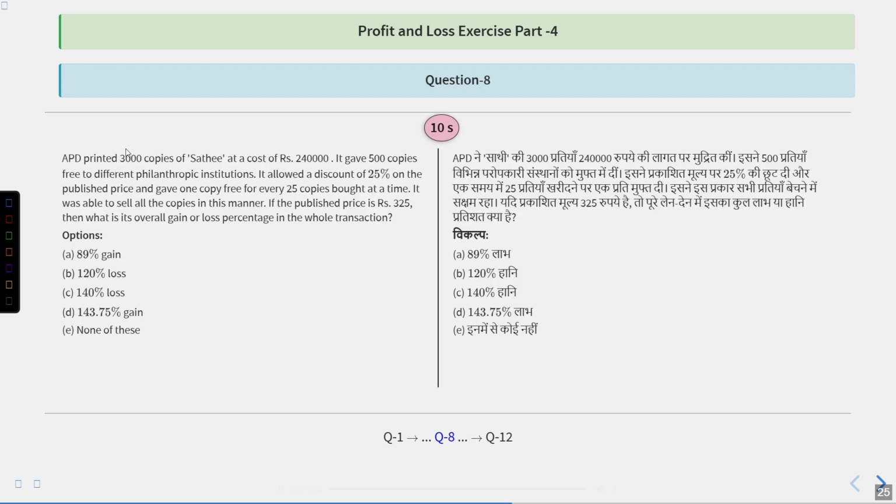Next one. APD printed 3000 copies of a book at a cost of rupees 2,40,000. It gave 500 copies free to different philanthropic institutions. It allowed a discount of 25% on the published price and gave a copy free for every 25 copies bought at a time. It was able to sell all copies in this manner. If the published price is 325 rupees, then what is its overall gain or loss percentage in the whole transaction?